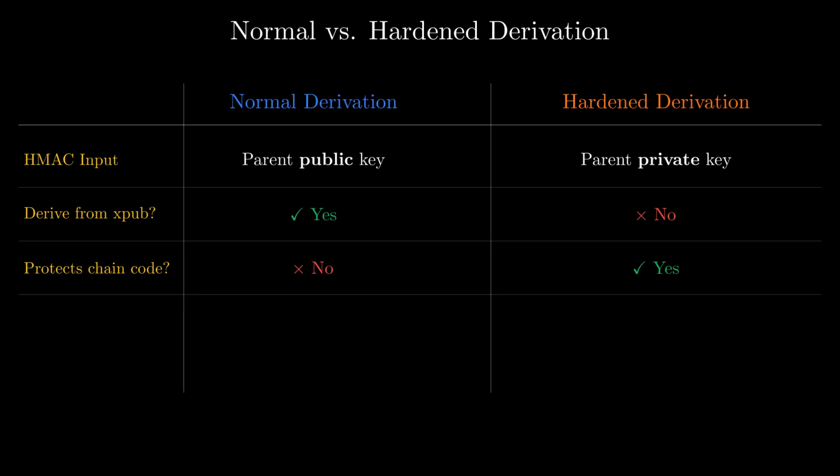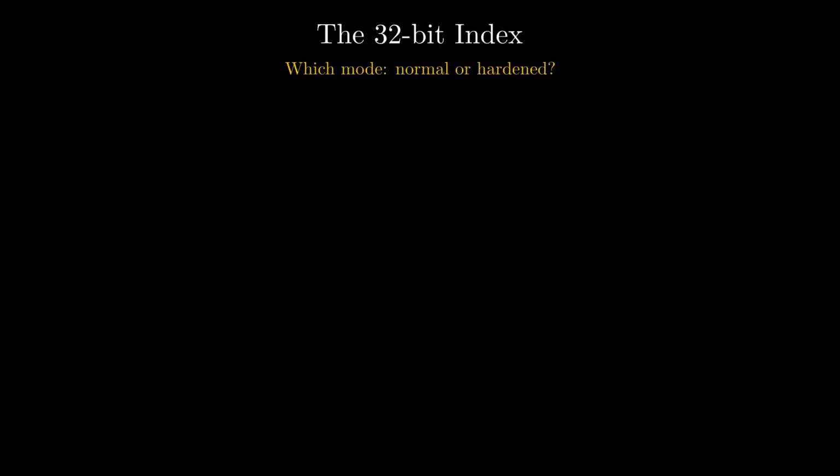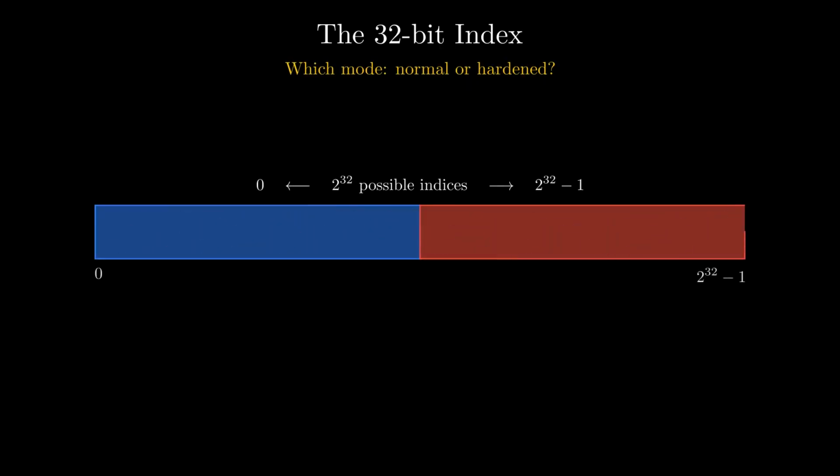The trade-off is explicit. At a hardened boundary, you lose the xpub superpower. You can no longer derive child public keys from the parent public key alone. You gain isolation. That's the deliberate trade. Convenience at the leaves, isolation at the top. How does the wallet know which mode to use? The 32-bit index. Indices from 0 up to 2 to the 31st minus 1 mean normal derivation. Indices from 2 to the 31st up to 2 to the 32nd minus 1 mean hardened. The split is exactly in half.